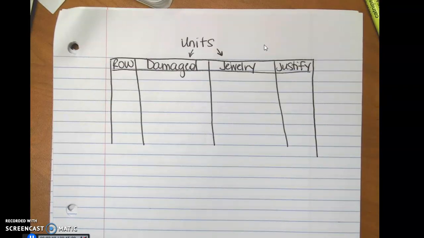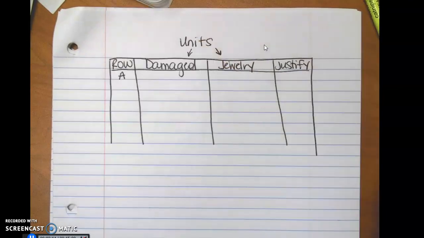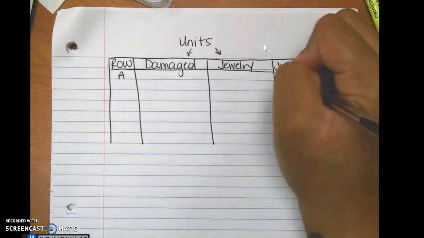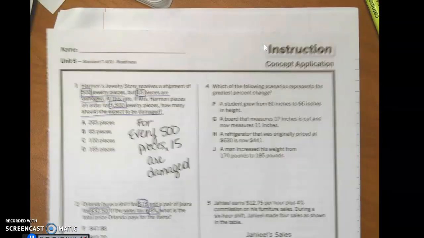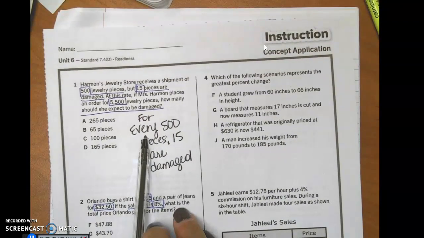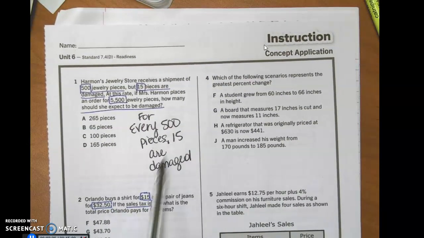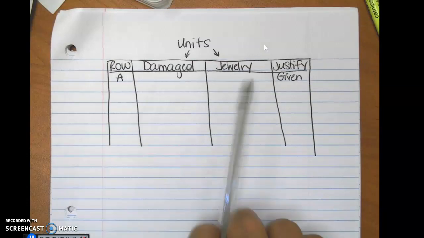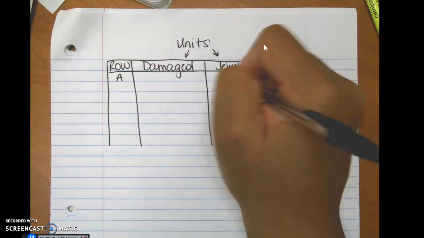Okay, I need you to pay attention. If you're doing a ratio table, the first row is A, and it's usually the information that is given to you. So, what have they told us? Every 500 pieces, 15 are broken. So, numerically, what do I put here? 500. And then 15.